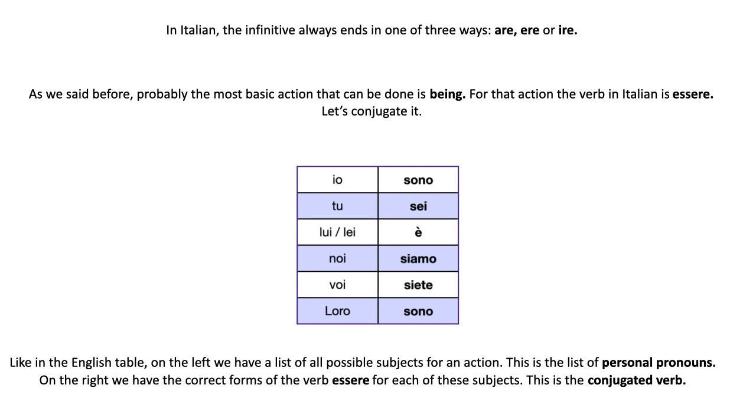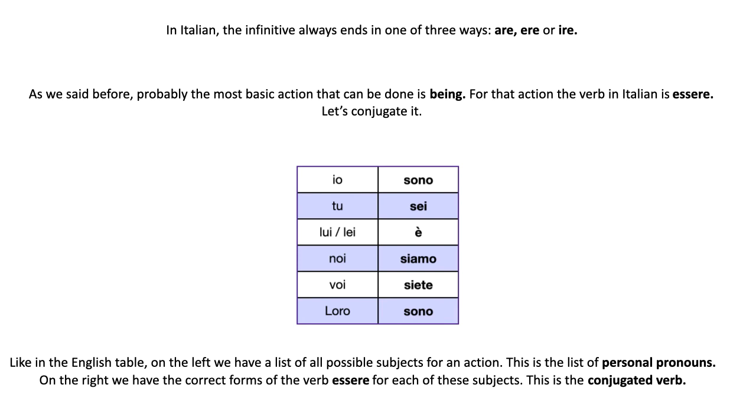That is what we have on the left. What do we have on the right? We have the correct forms of the verb essere for each of these. So sono is for io, just like am is for I. Sei is for tu, just like are is for you. È is for lui and lei, just like is for he and she. Siamo is for noi, just like are is for we. Siete is for voi, just like are is for you guys. And sono is for loro, just like are is for they.